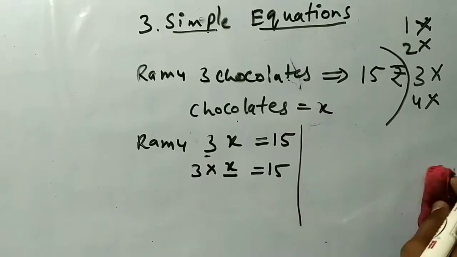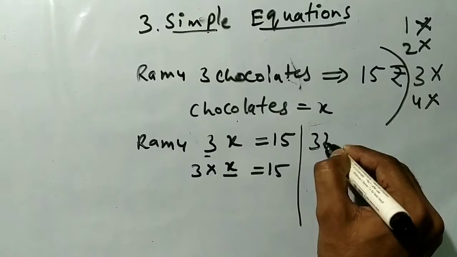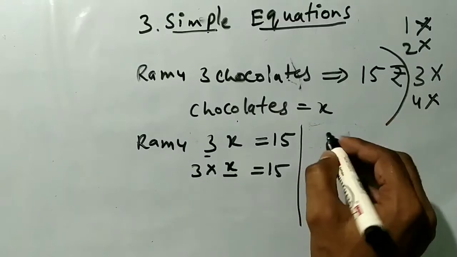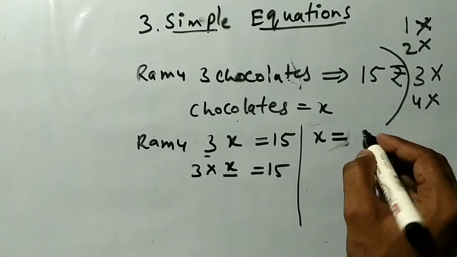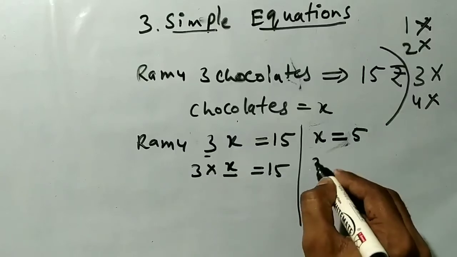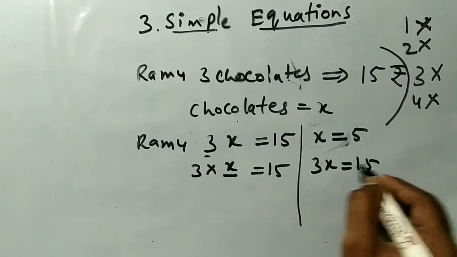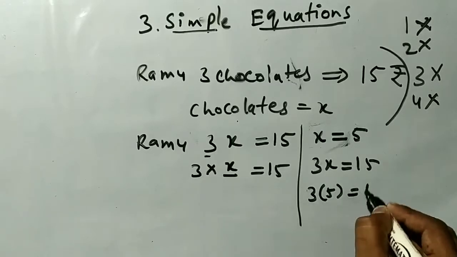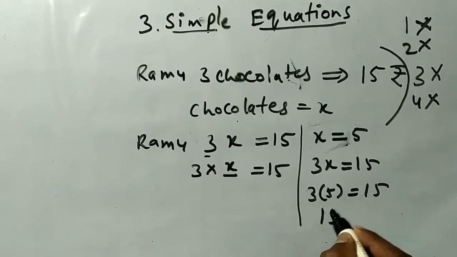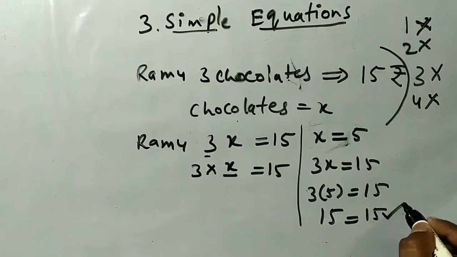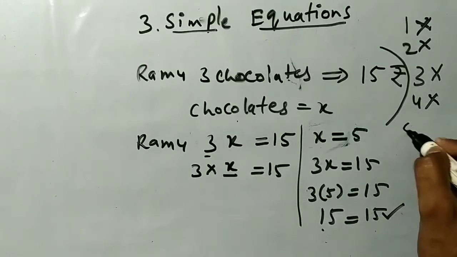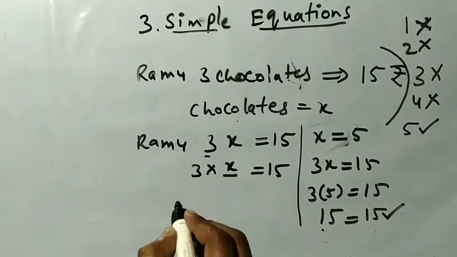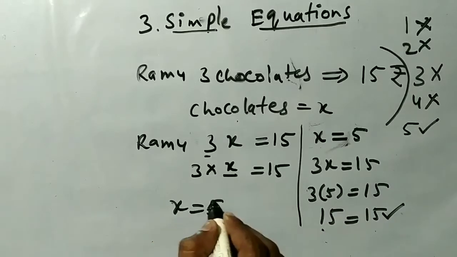Then take 5 rupees. x is equal to the chocolate rupees. Chocolate x is equal to 5 rupees. Then 3x is equal to 15. Substitute the x value here. 3 into 5 is equal to 15. 3 fives are 15, equal to 15. We get the same value here. So the chocolate cost is 5 rupees. Here x is equal to 5 rupees.